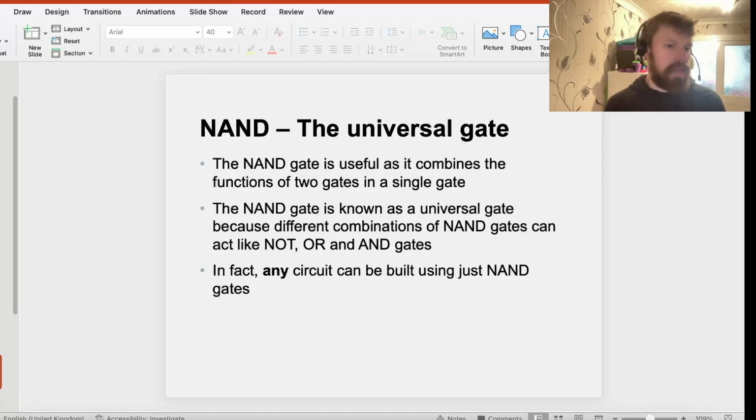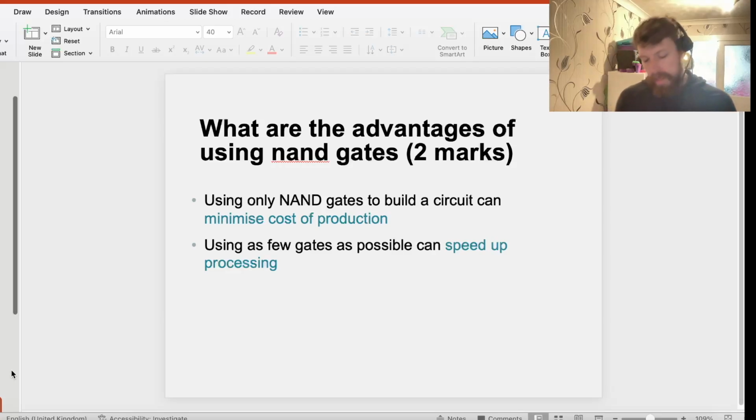Now, you're probably thinking, why is that important? The idea that if you use just NAND gates, it can actually really minimize production costs. It can make things a lot cheaper. You can also use fewer gates, which can speed up the processing, because if you've only got to program it for just the use of NAND gates, that is actually going to make it a lot better for processing. So those are the two. If it gives you a question where it asks you to simply describe this, then you've got that in there.